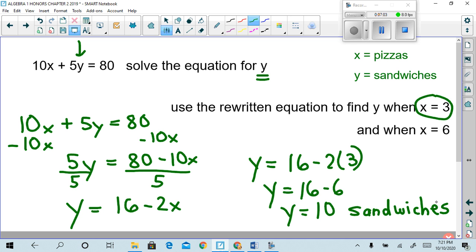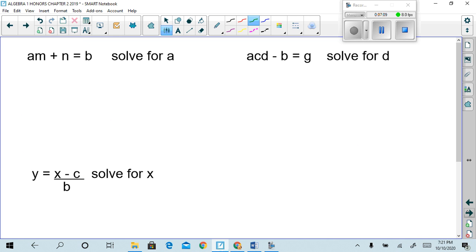Now, what if I wanted to do the reverse? I would have isolated x. And we'll look at some of those as well. So before we end the lesson today, I want to just look at a couple of these little equations, and I kept these all in variables. In the first one, I'm going to solve for a. In the second one, solve for d. And in the third one, solve for x. Try these, and we'll discuss them in class today. See you then.